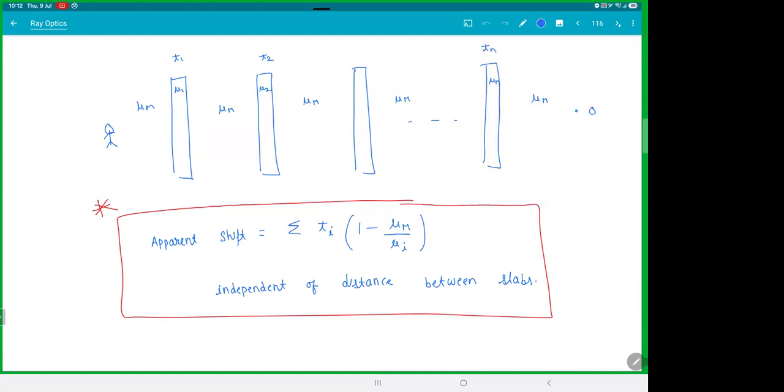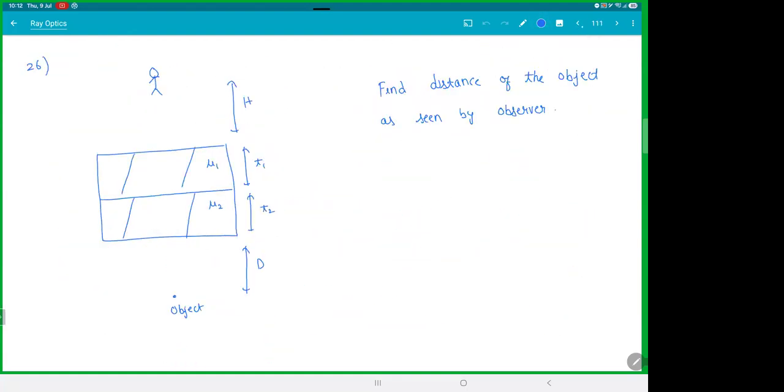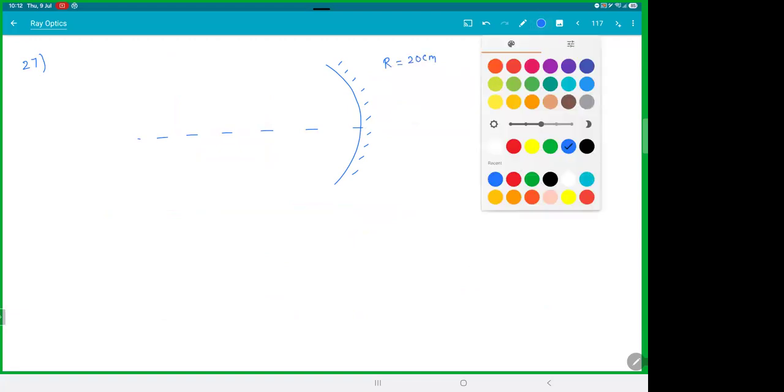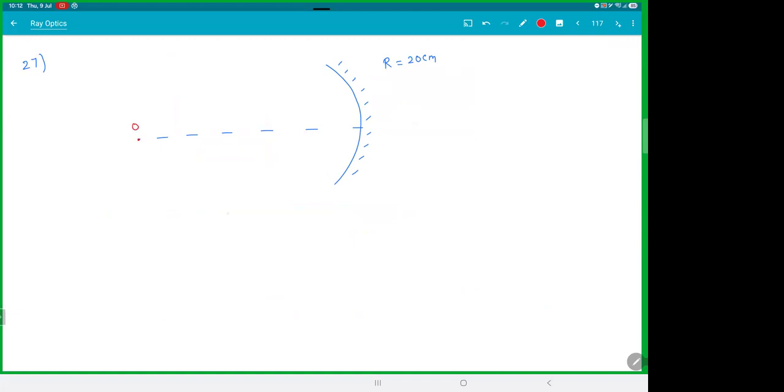Let's see how they'll frame a question on this. So this is one variation of apparent depth. Let's say we have a concave mirror. The radius is 20 centimeters. We have an object here. This distance is 31 centimeters. And you brought a slab and kept it in the middle. This is 2 centimeters thick, and let's say mu is equal to 2. Find the final image.